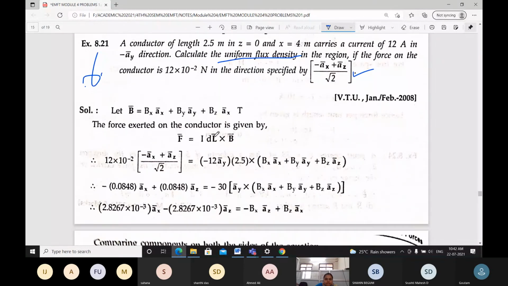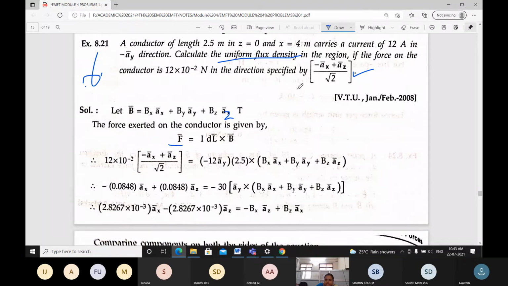We will be taking B, since they asked us to find the flux density. For that reason, let B be BX AX plus BY AY plus BZ AZ Tesla. Some of it is wrongly given, just go through that. Then the force exerted on a conductor, we know the equation is F equals I into dl cross B.